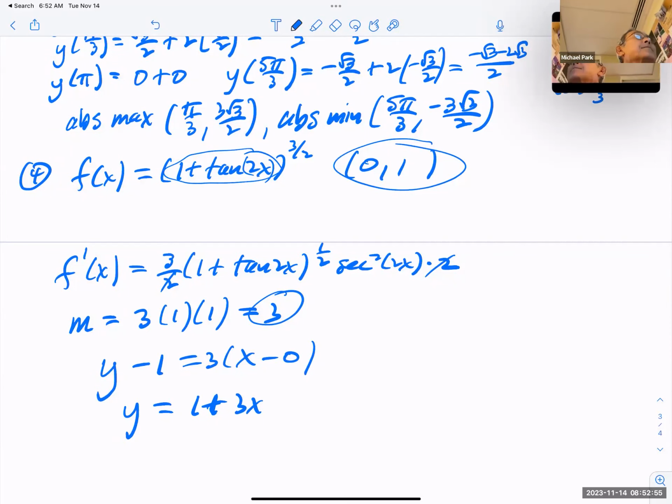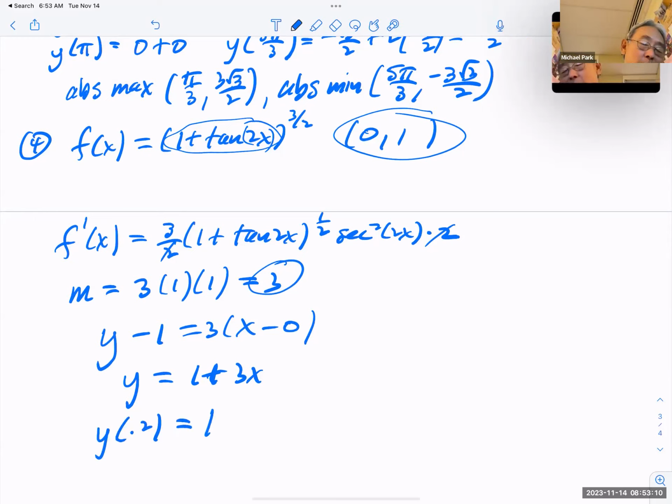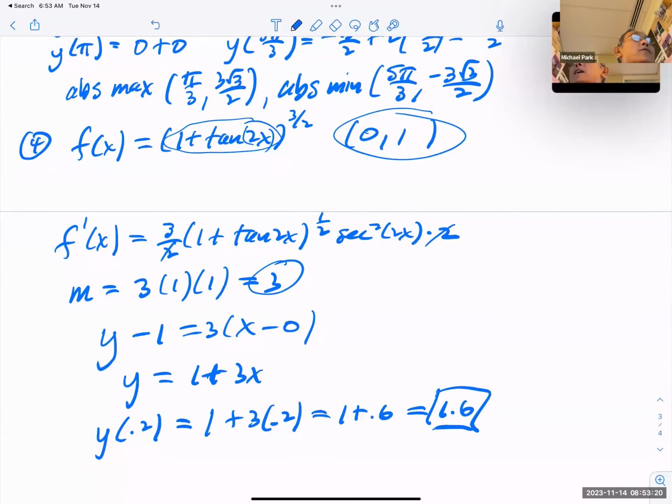Now, use your result to estimate f of 0.2. So instead of plugging 0.2 into the original function, which would be quite ugly, we're going to plug 0.2 into the line equation. So you're going to get 1 plus 3 times 0.2, which is 1 plus 0.6, which is 1.6. There you go. That's the answer for the first part.